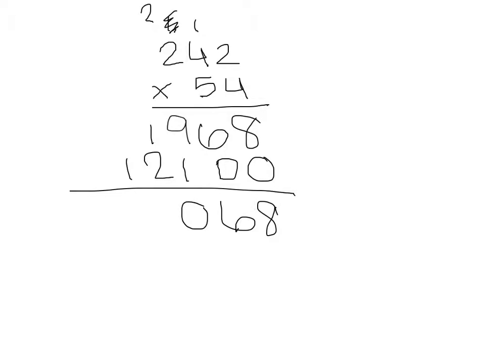Now let's do the thousands place. 1 plus 2 is 3. And last, but certainly not least, the 10,000s place, the 1 can stay there. We'll just move it down. So those add up to 13,068.